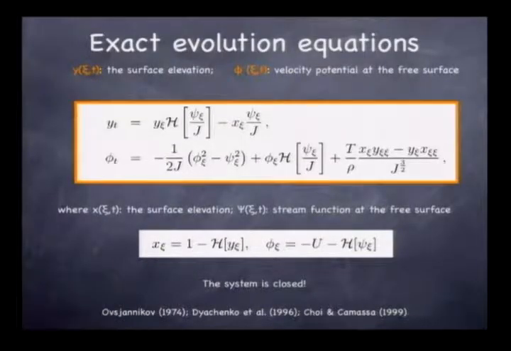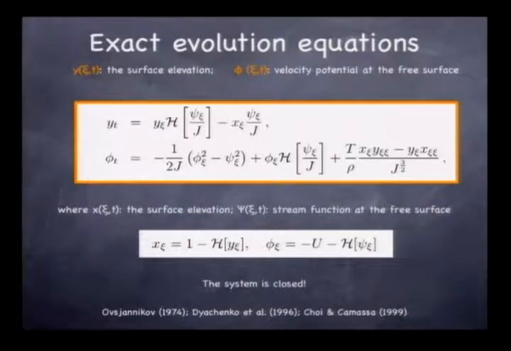So now we impose the dynamic free surface boundary conditions. Then we end up with the exact evolution equations for y and phi. Y is once again the surface elevation, and phi is the velocity potential at the free surface. And the psi and phi are related through this relationship, and the x and y are related through this relationship. Okay, so if you solve for y and phi, you know x and psi and everything. So the system is closed now.